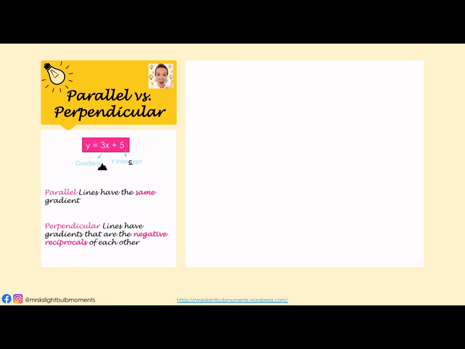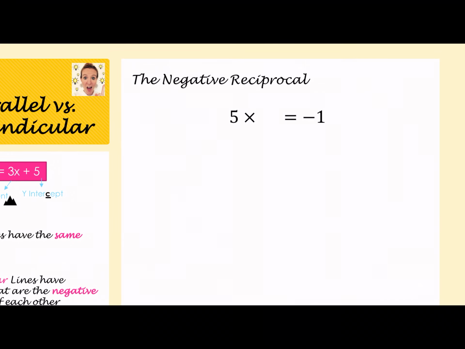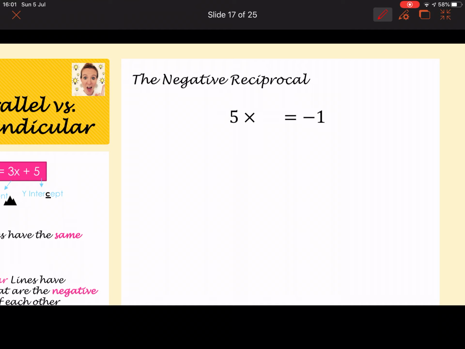Now, perpendicular lines have gradients that are the negative reciprocals of each other. So let's have a look at what that means. So our negative reciprocal means something times by a number, and that's what we need to find, will give us minus 1. So for example, if we want to find the negative reciprocal of 5, we need to work out 5 times what gives us minus 1. Now, I find sometimes the best way to think of this is in fractions. So how could you write 5 as a fraction without changing it?